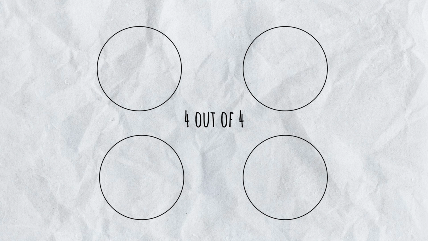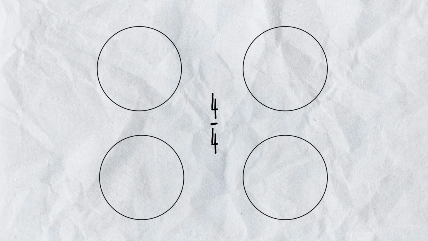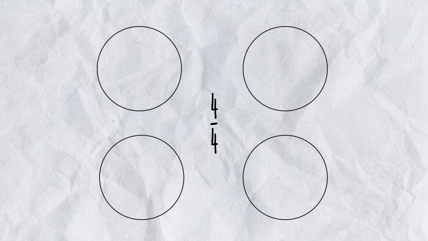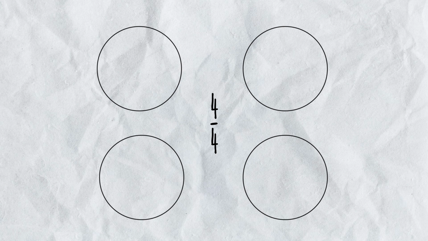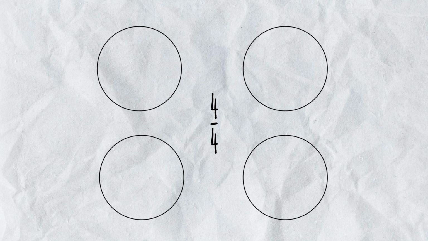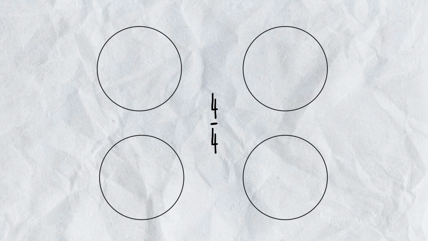So on the screen in front of you, I'm going to be drawing 4 circles, and this is going to represent a whole. So 4 circles will be the whole number, so that'll be 4 out of 4. You can write it like this, you can put 4 at the top and 4 at the bottom. And that means that the whole number is 4 altogether, because it's 4 out of the 4 circles. I hope that makes sense. And now I'm going to move on to the next bit.